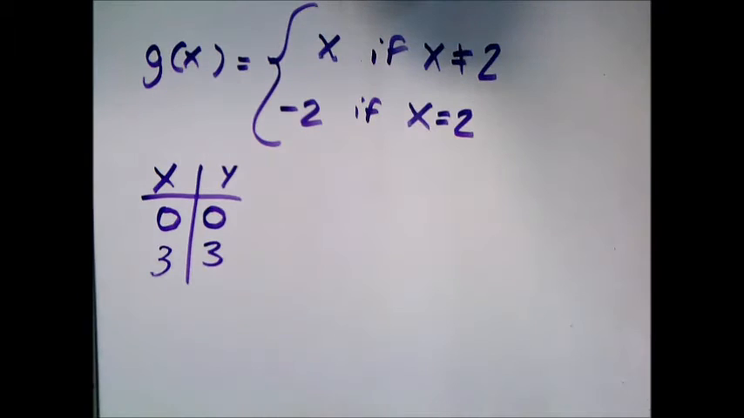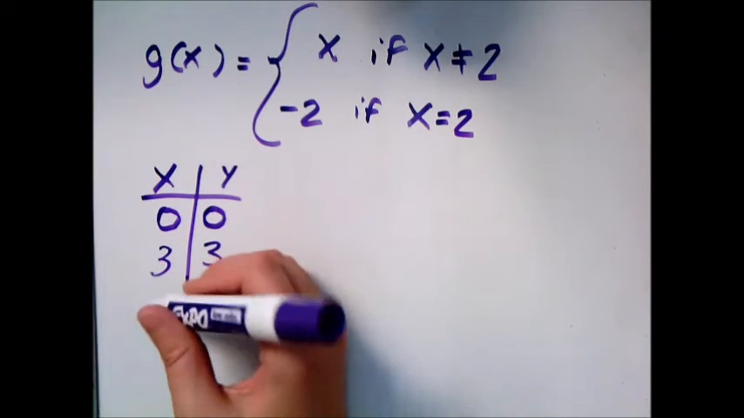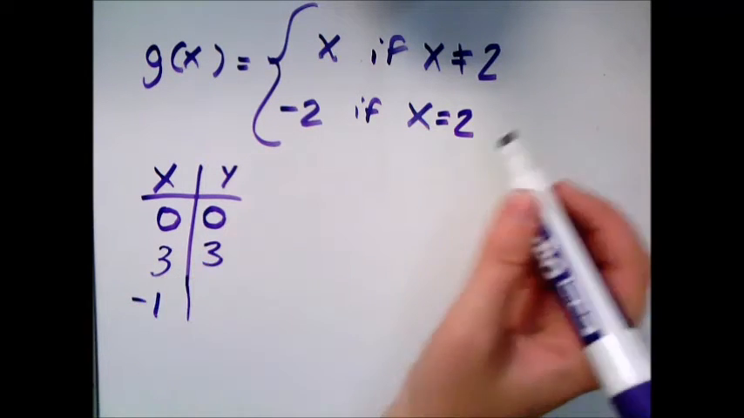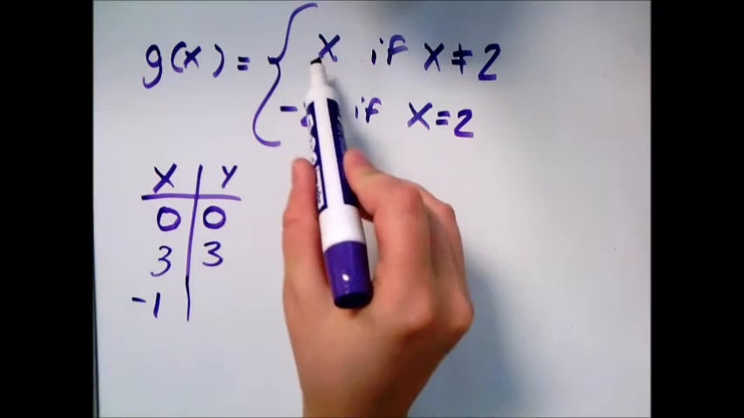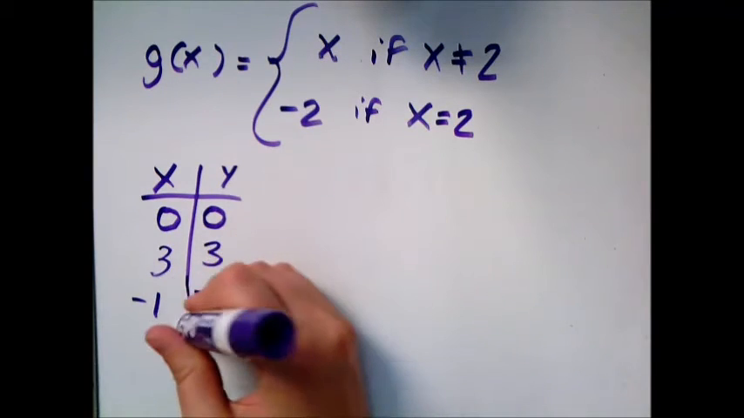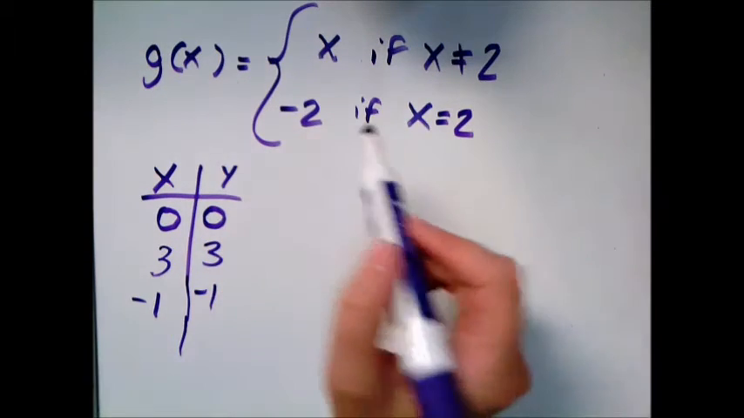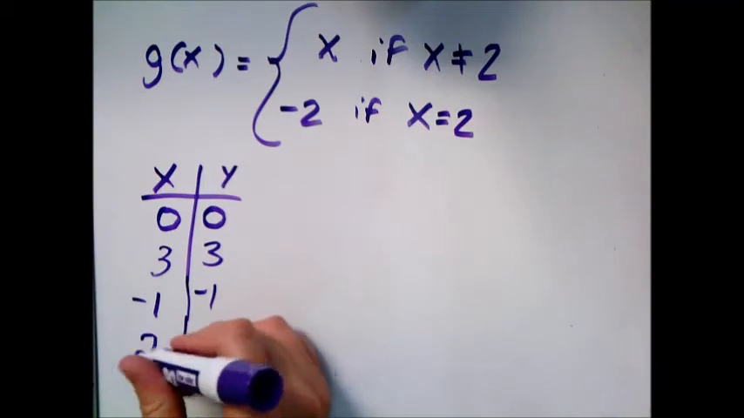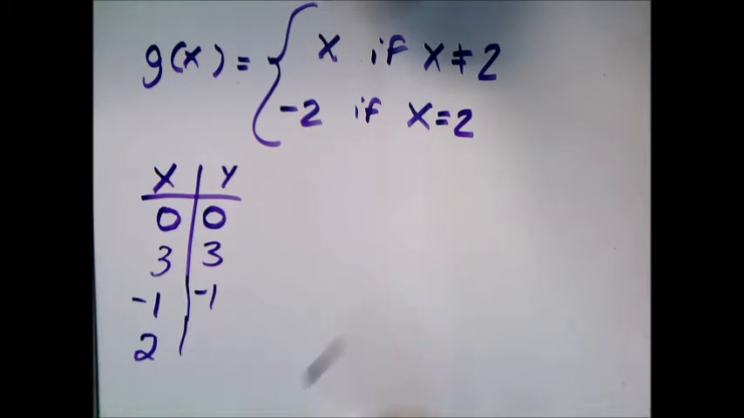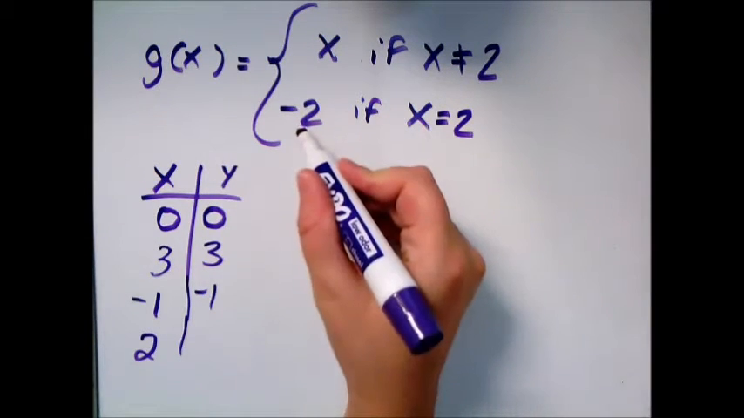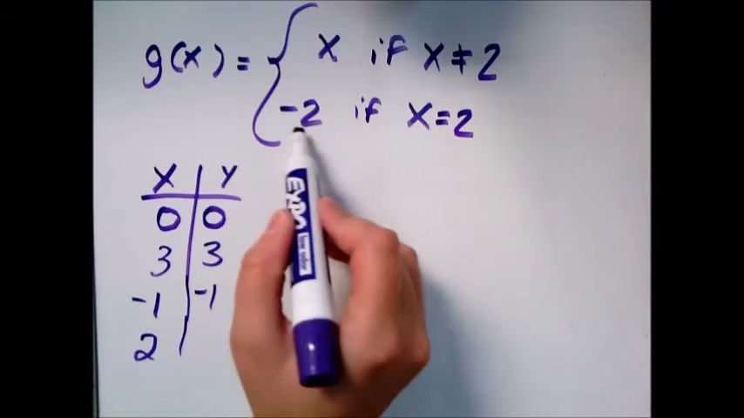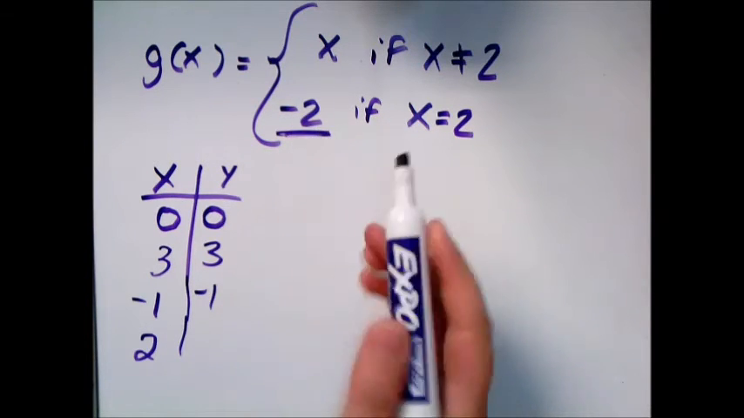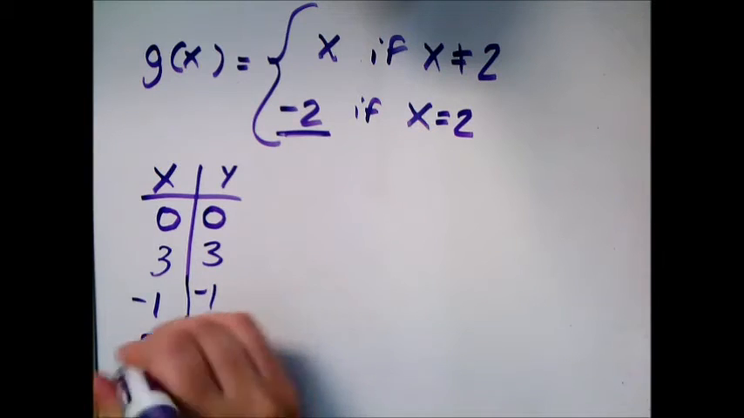G of x equals x. All right, what if I put in, let's say, negative 1? Well, negative 1 isn't 2, so I'm using this rule again. So you notice you're basically using that line, that rule, all the time, except if I try to plug in 2. That's the only time I use this rule instead. This one is fixed, right? It doesn't even have an x in it. It's just always negative 2 when you plug in 2.